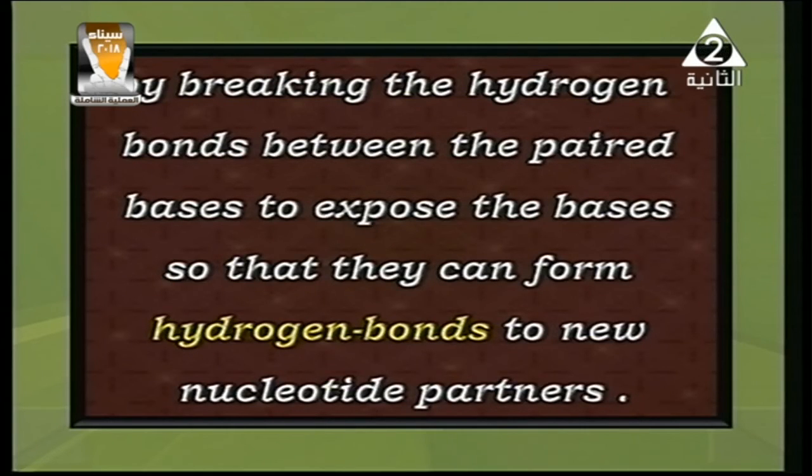Remember that we have 2 hydrogen bonds between adenine and thymine, and between C and G, cytosine and guanine, we have 3 hydrogen bonds. All of these tremendous numbers of bonds, we need to remove. We need to separate the two sides of the ladder, the two strands away from each other, by using what? The helicase enzyme. Okay, so by breaking the hydrogen bonds between the paired bases to expose them, they can form hydrogen bonds to new nucleotide partners.